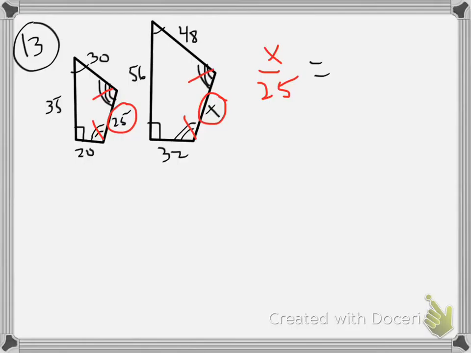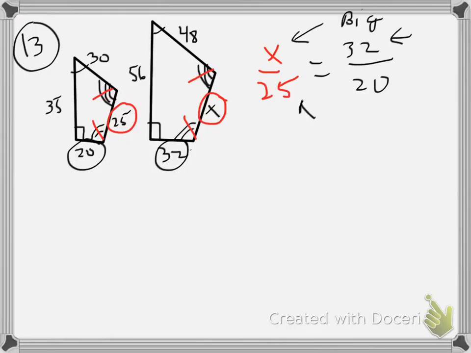Okay, and then start matching things up. Well, I like 32 and I like 20. So this goes with this. And you'll notice here the top in both cases is from the big quadrilateral, and the bottom in both cases is from the small.